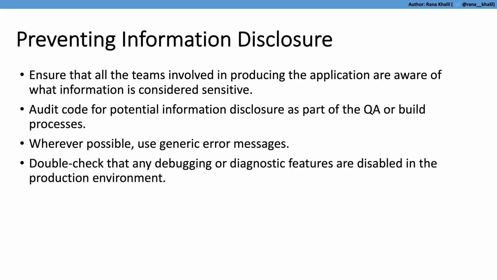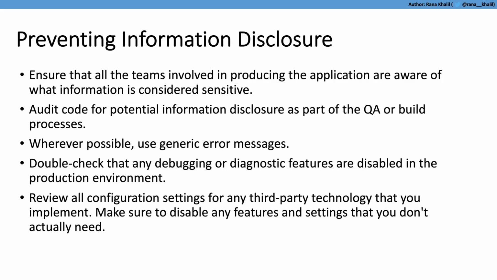Number 4 is double check that any debugging or diagnostic features are disabled in the production environment. So having stack trace in the QA environment or non-prod environment is fine. However, when it comes to the production environment, any debugging or diagnostic features should definitely be disabled.